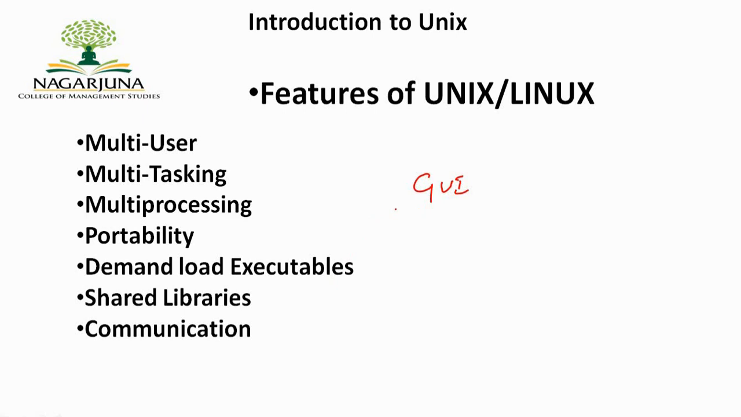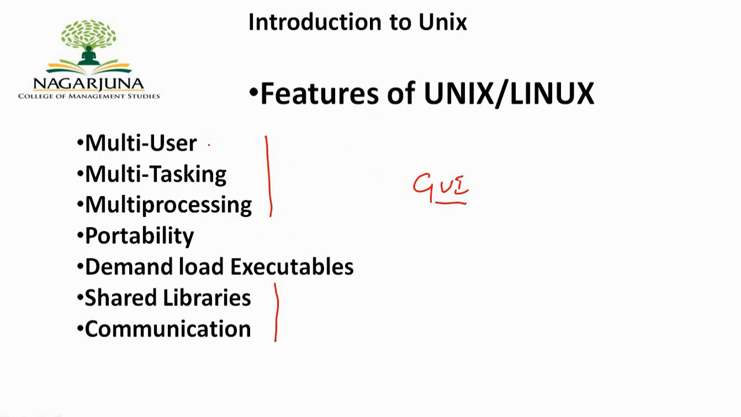Basically, any operating system is classified into two different types. One is CUI, that is character user interface. The other one is graphical user interface, and the Unix operating system supports a graphical user interface. On the left side you can see all the features of the Unix operating system, so we shall discuss them one by one.